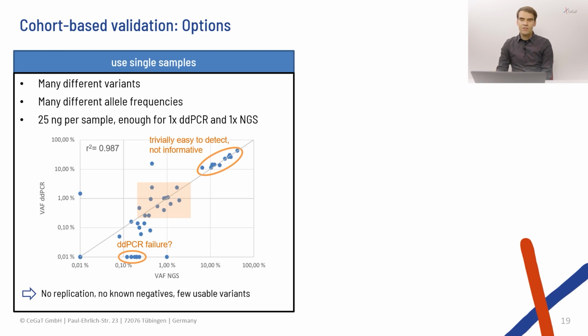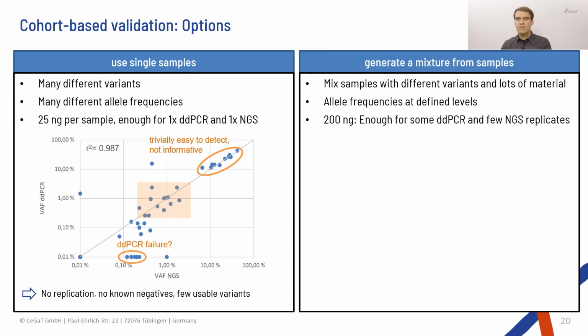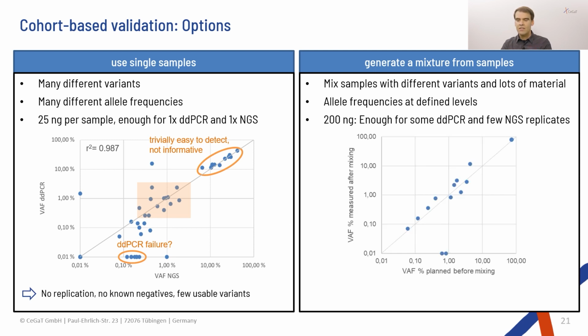Another option is to use a mixture of samples. So we would pick samples with enough material and different variants that we can mix them and get allele frequencies at defined levels. That allows us to have more material and even do a few replicates. If you mix such a standard, it always makes sense to check if the mixture was correct.